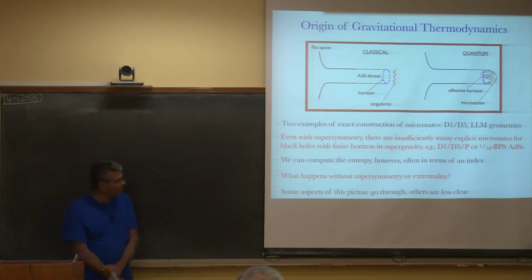So given this is a situation with supersymmetry and extremality, what happens without supersymmetry and without extremality? Can we say anything at all about these black holes? And I'd like to argue that some aspects of this general picture go through, in that we can, for example, account for the entropy for these non-extremal black holes. And I'd like to use the attractor mechanism to motivate some of the story.